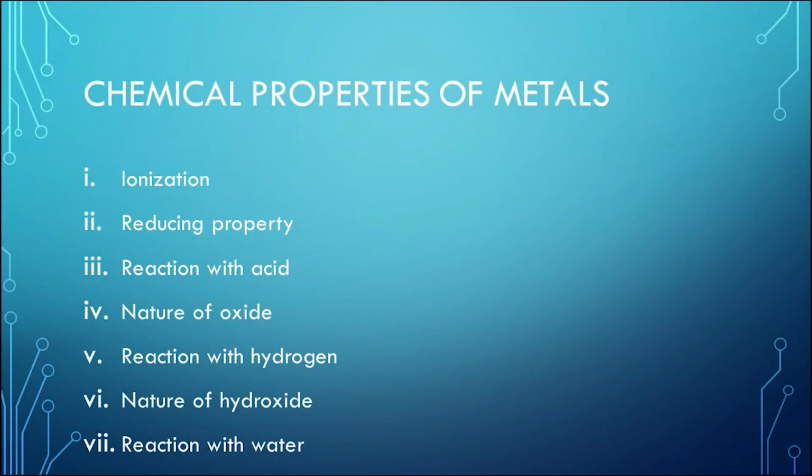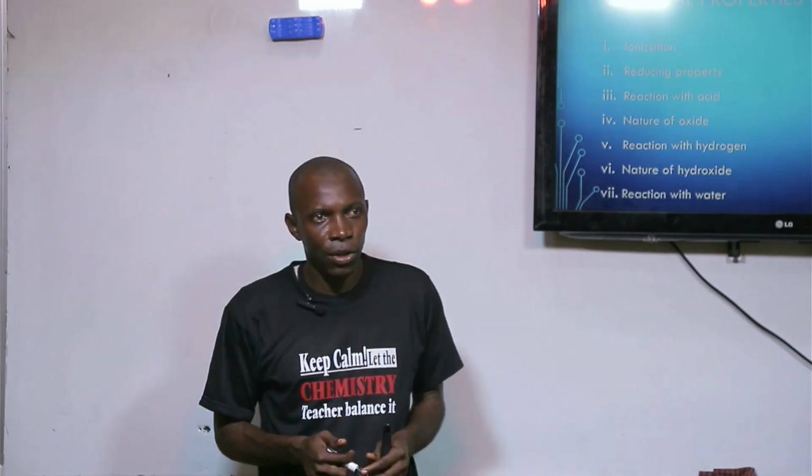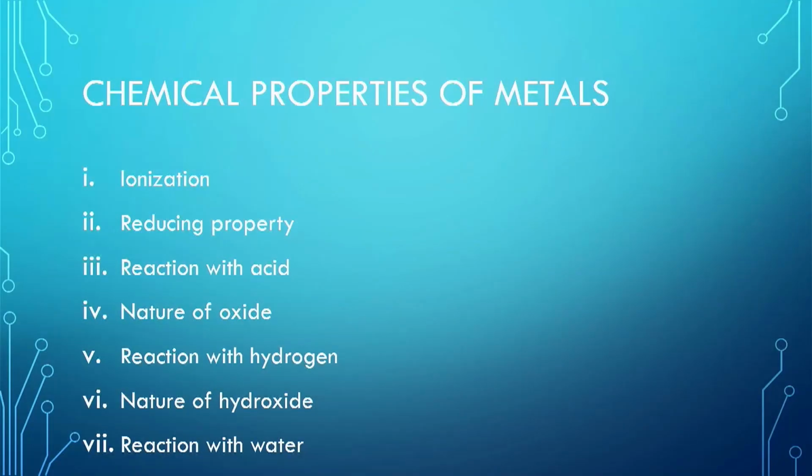We still have to come again into the chemical properties of metals, which I'm going to explain more again for you. The chemical properties of metals. I talked about the ionization then, which I will explain more today. I will also talk about the reducing property. I'm going to discuss the reaction with acid, the nature of oxide, and other reactions that metals will undergo.